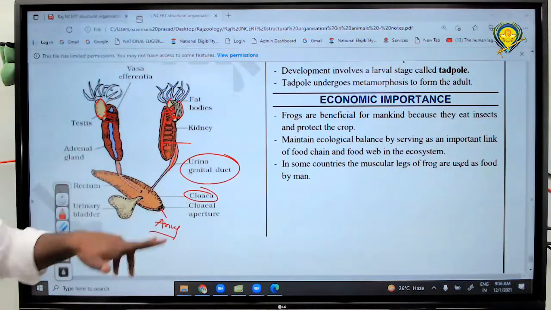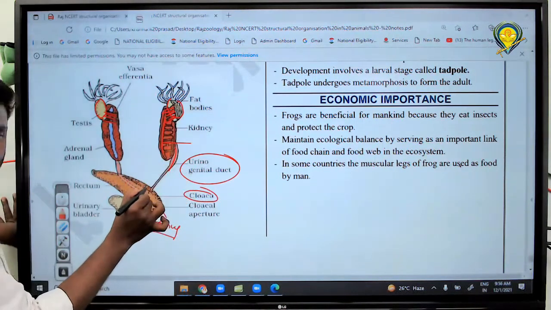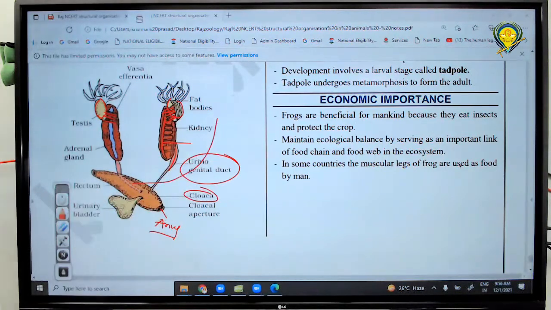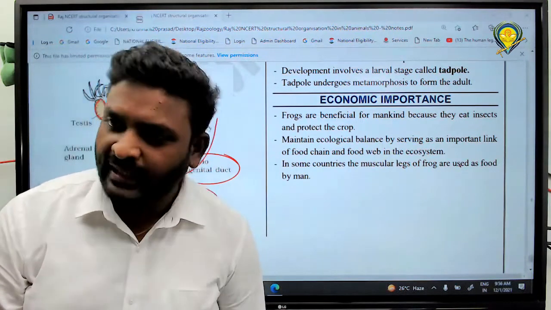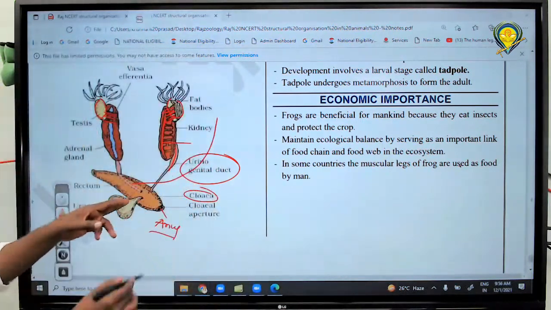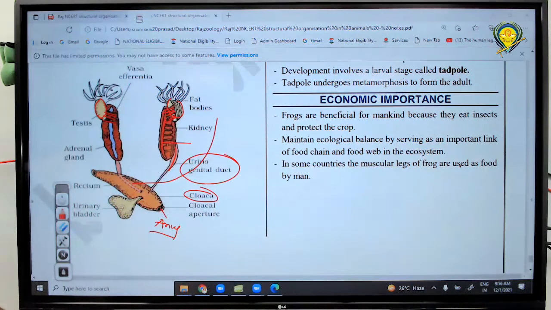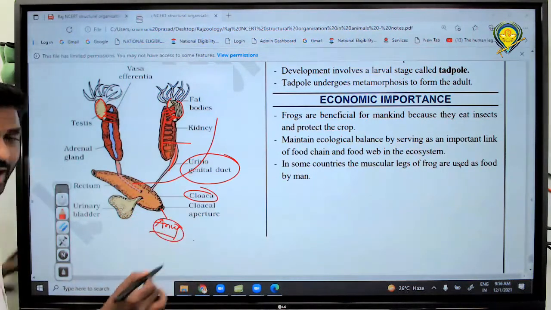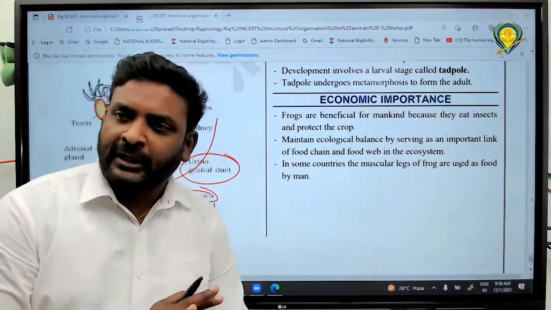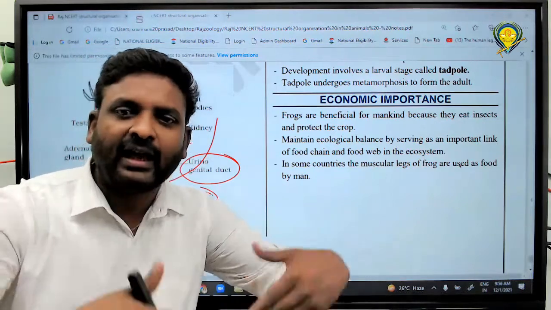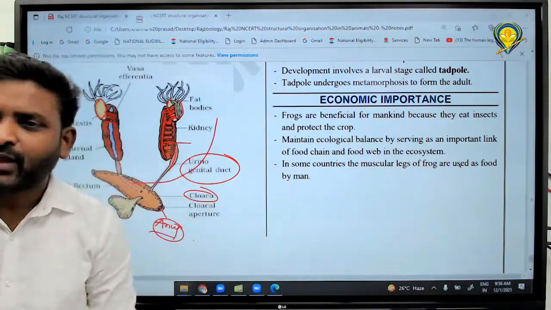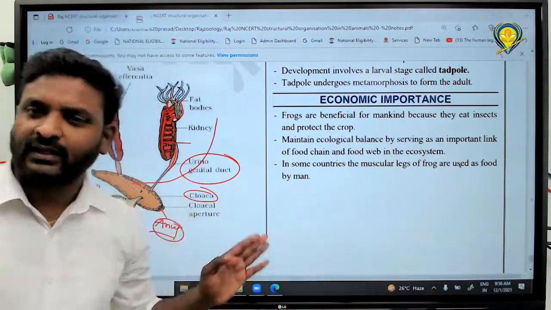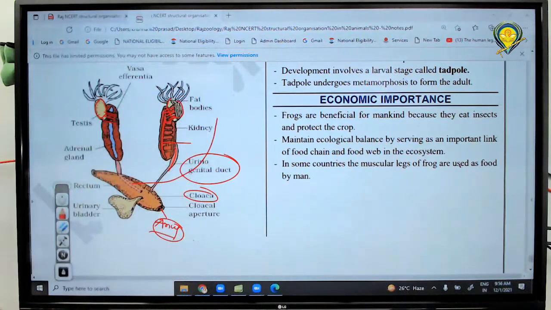The cloacal chamber can receive what? Sperms and what? Urine, and from here what? Even digestive waste. Got it? Right? So those all are received by the chamber called what? Cloaca. They can release out through the anus into the water. So you can conclude now: fertilization is external, because the frog releases sperms into the water, outside. Hence it is called external fertilization, right? We will discuss that.